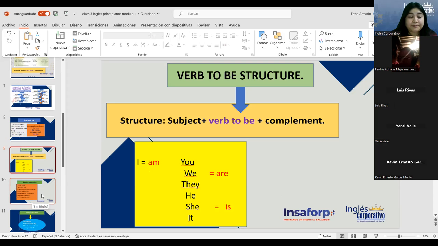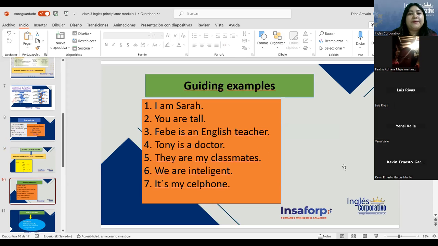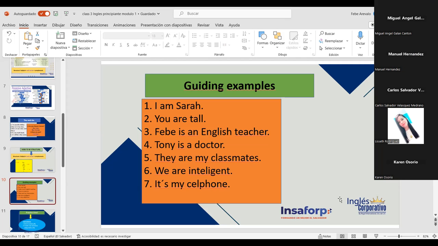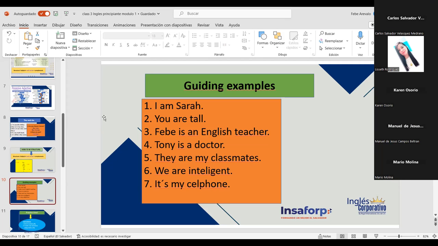Vamos a ver ahora los ejemplos, que con eso pues comprendemos un poco mejor. I am Sarah. You are tall. Phoebe is an English teacher. Tony is a doctor. They are my classmates. We are intelligent. It's my cell phone. Ya las leí yo, ya vieron la pronunciation, van ustedes. Manuel de Jesús, number one, two, and three, please. I am Sarah. You are tall. Phoebe is an English teacher.